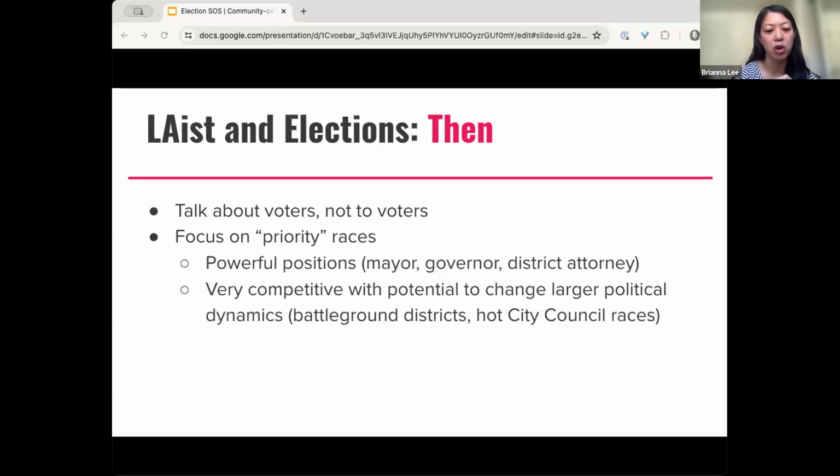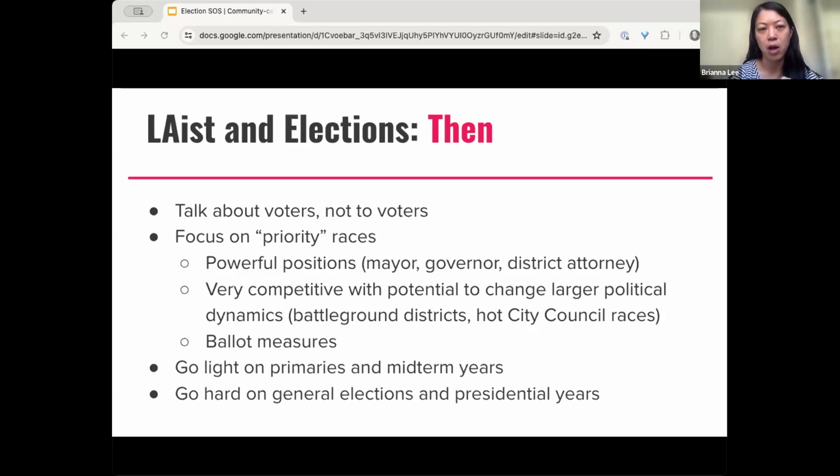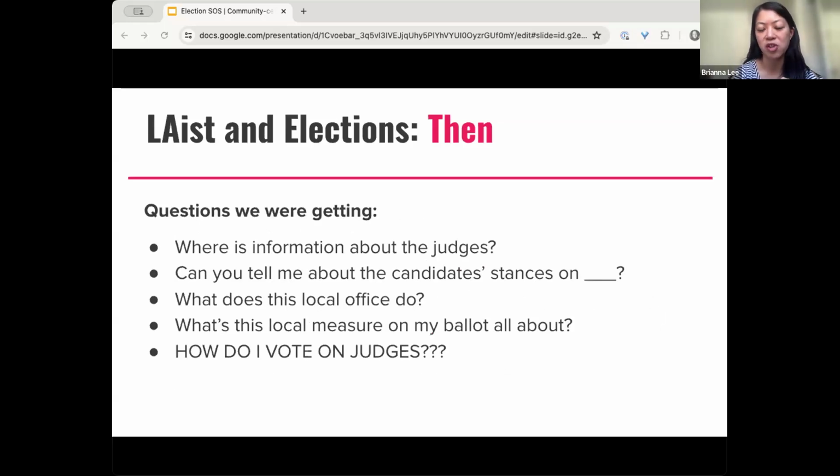And then we would go hard on primary elections. Oh, ballot measures also, as well. Ballot measures with the same logic: if they were competitive or consequential, we would prioritize those. We went light on primaries and midterm years, and went harder on general elections and presidential years. Essentially, we were following the logic of turnout, the thinking being if people turn out for a specific kind of election or a specific kind of race, they must be inherently more interested in those races, and so we would cover them more.